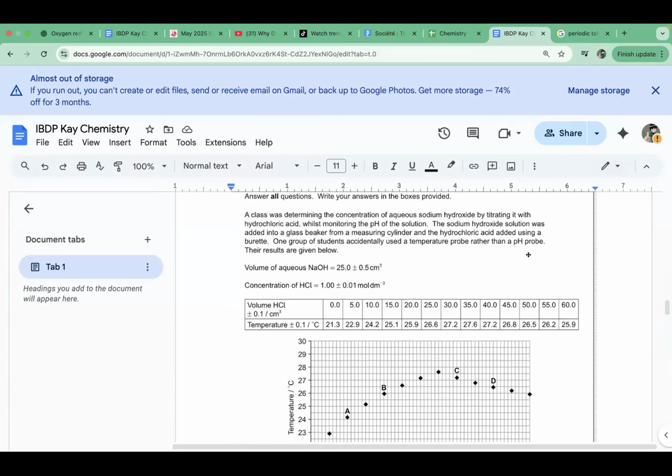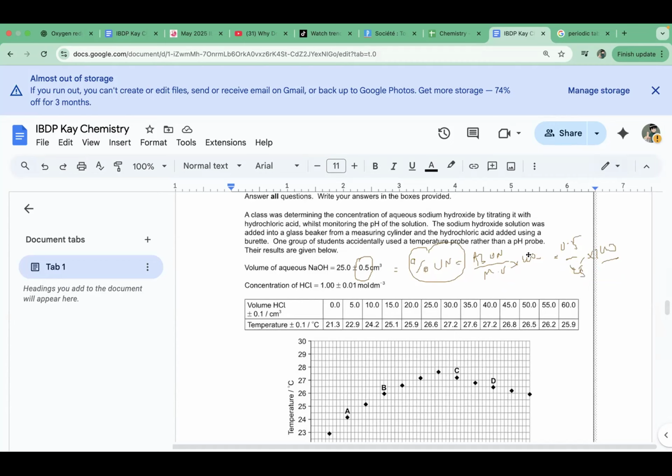Can you do this? Percentage uncertainty will be equal to absolute uncertainty divided by the measured volume, into 100. So what is the absolute uncertainty? Tell me. 0.5. What is the measured volume? 25, and into 100. This will be the percentage uncertainty which you get. So we get the percentage uncertainty in this way. Done this part? Okay.